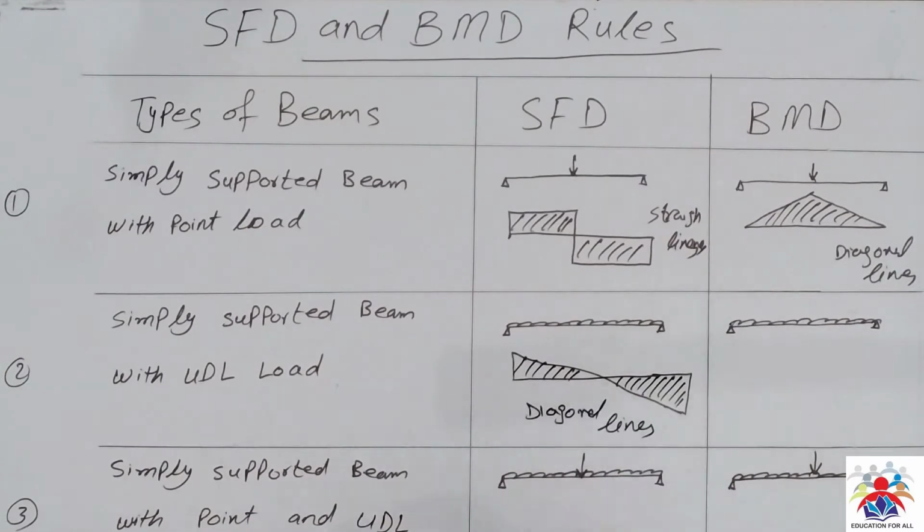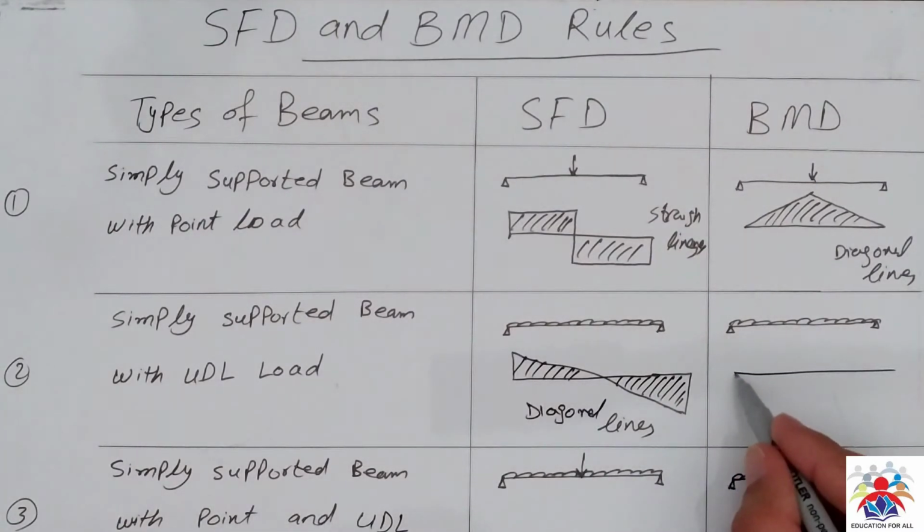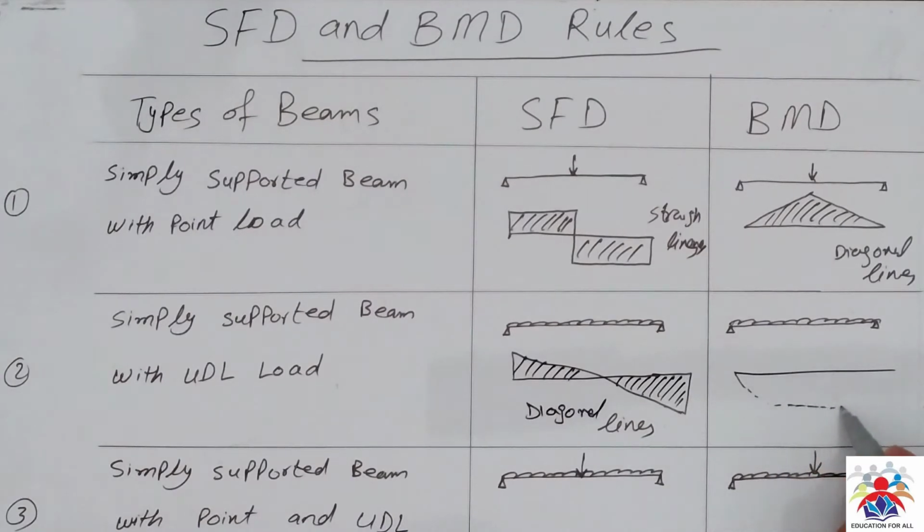In our bending moment diagram, I will have to use a parabolic line, not diagonal lines. And the parabolic line looks something like this. So the point I am trying to make is, you have to use a parabolic line. Now let's move on to the third type of beam. The beam is the same, but we have different loading conditions. We have point load and UDL at the same time acting on the same beam.